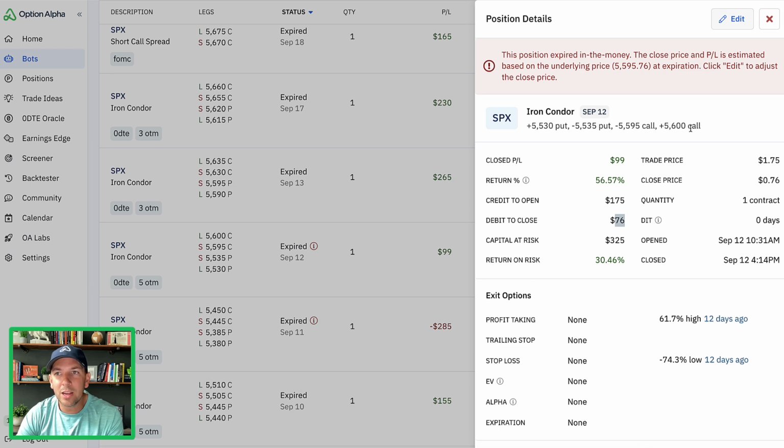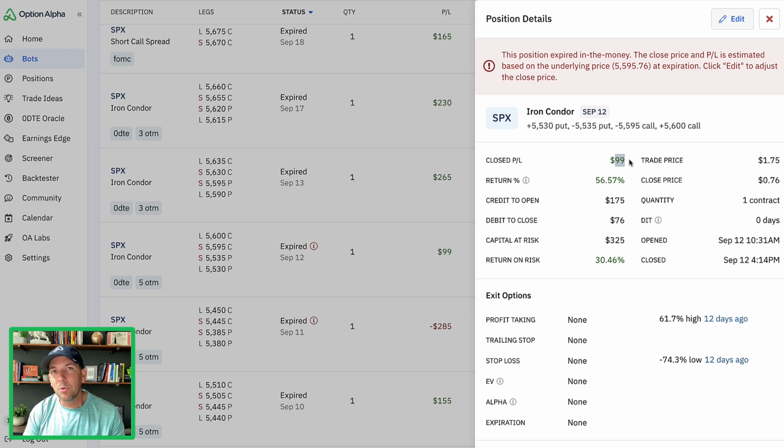The long leg here was out of the money. There's no value on that one, obviously. So the only one you have to worry about is this one here, which settled slightly in the money by 76 cents. So the debit to close was $76. I originally took in $175 on this trade, which means if we net out that difference, you can see I was still left with a $99 closed P&L.